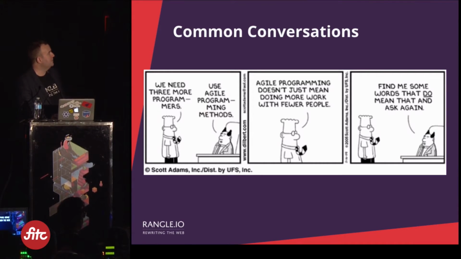So this is a typical conversation in a company where they've adopted Agile, as they sort of thought, but it just doesn't mean doing more work with fewer people. It's like, so we need 3 more programmers. Use Agile programming methods because you get more done faster. And doesn't mean that we get more work with fewer people. And it's like, I don't understand. Come back when you have something that does say that.